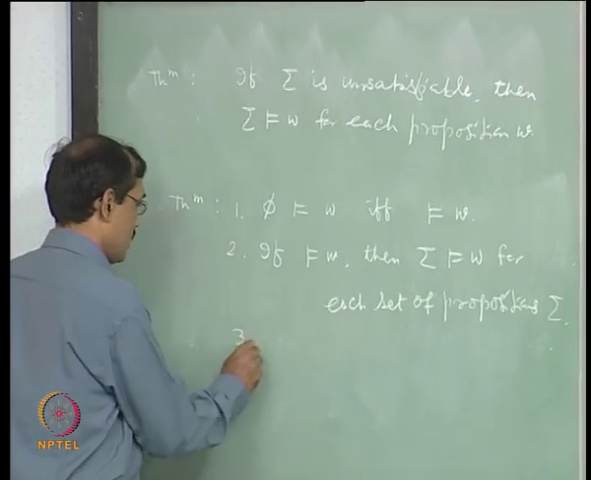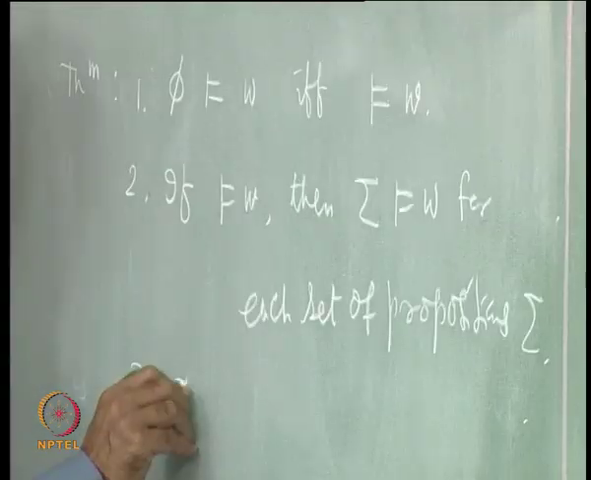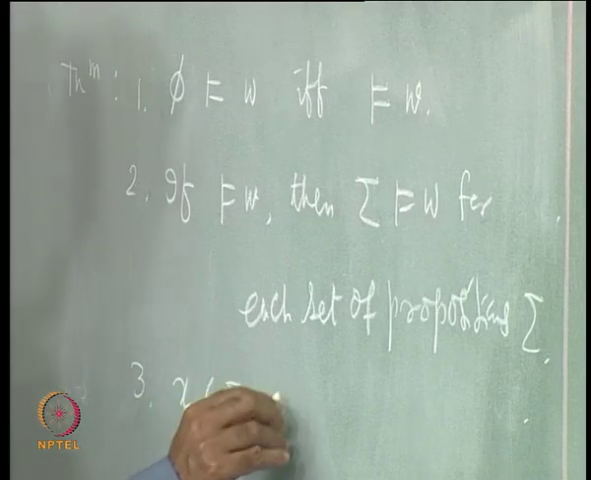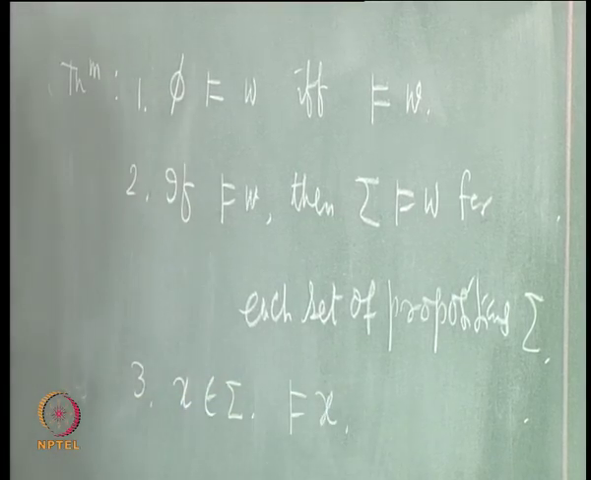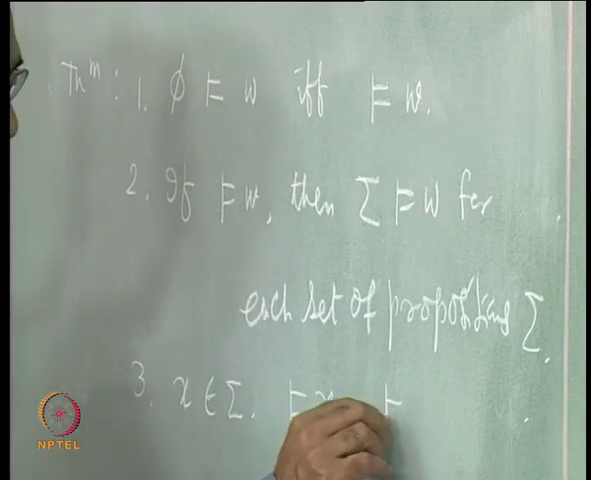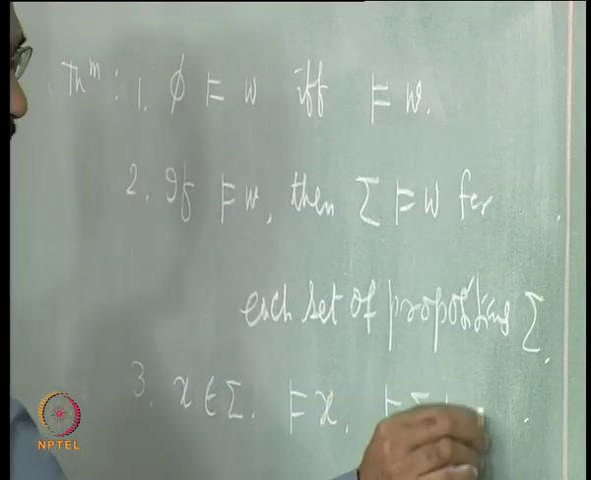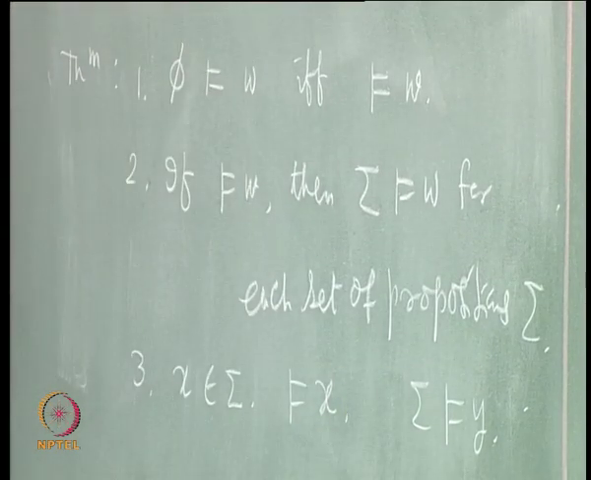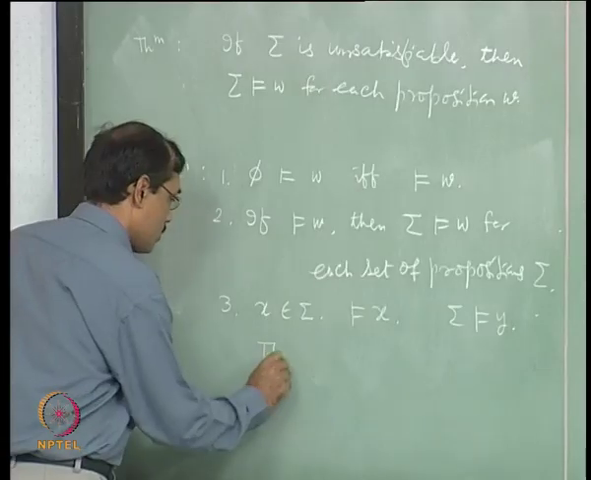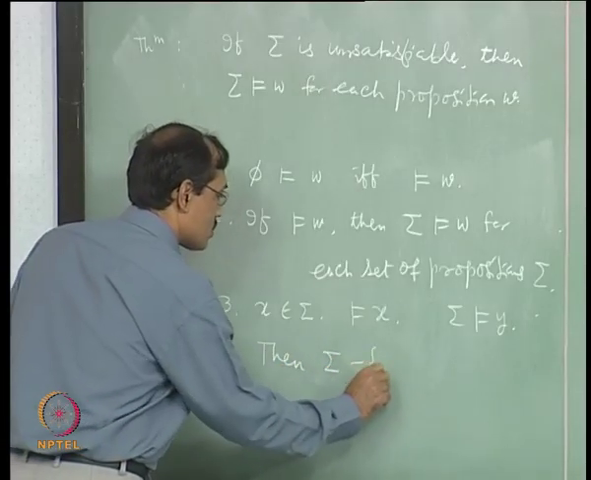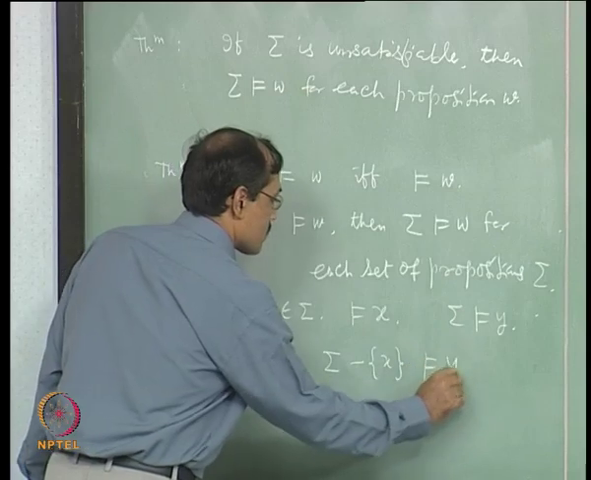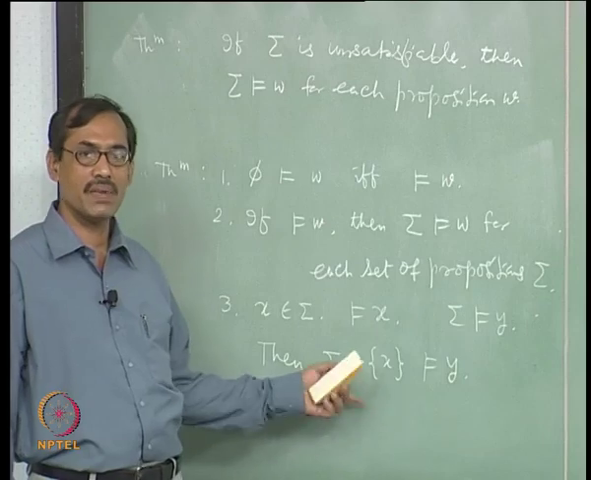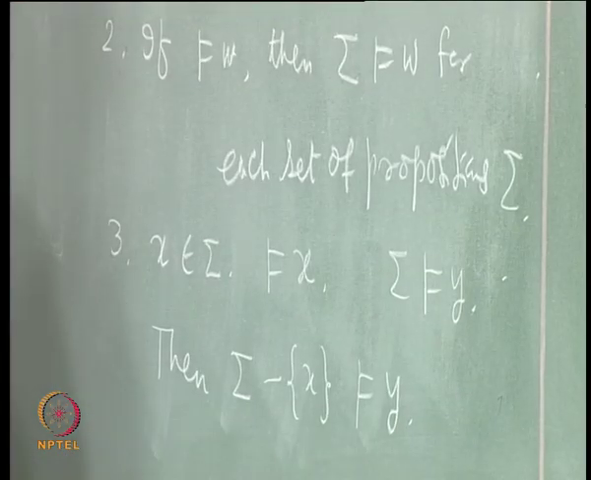Let us say X is a proposition in sigma, it is given, and X is valid, and also sigma entails Y. Then we may say sigma minus x also entails y. It shows the redundancy, that any valid proposition from the set of premises can be deleted. You will get the same conclusion as earlier.